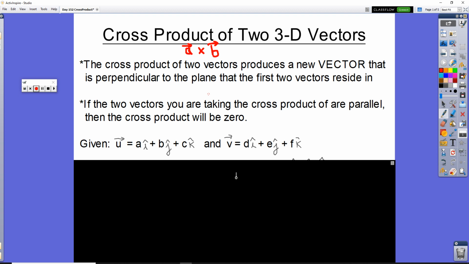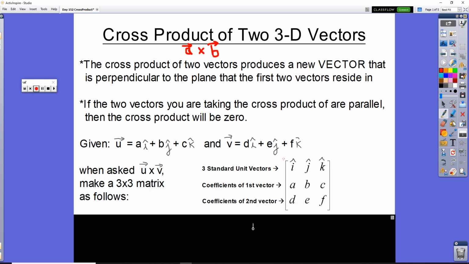So let's say somebody gives you 2 vectors. Vector u is going to be a in the i direction, b in the j direction, c in the k direction. And vector v is going to be d in the i direction, e in the j direction, f in the k direction. So if somebody asks you to take the cross product of u cross v, the very first thing you're going to want to do is make a 3x3 matrix. So this is why I had to wait to show you vectors until after we did chapter 8 on matrices. You're going to make a 3x3 matrix, and here's what you're going to do.